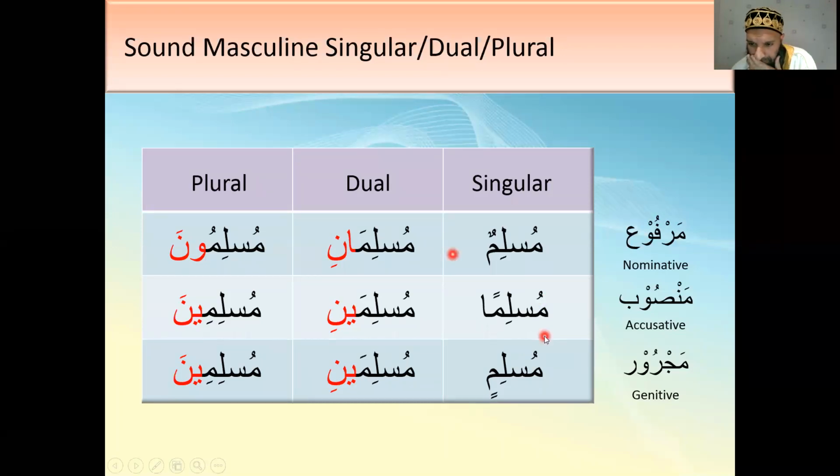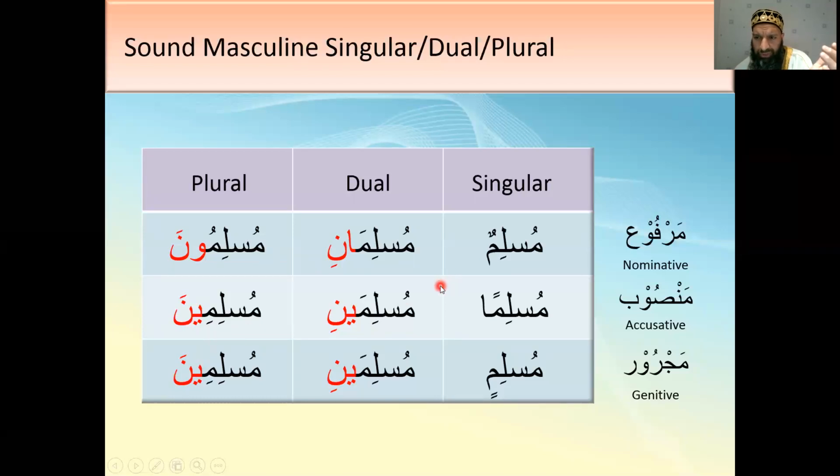Right? So what is the difference between dual and plural? Dual is two. Two Muslims. Muslimani is two Muslims in marfu. Muslimaini is two Muslims in mansub, meaning the case is mansub. So Muslimani and Muslimaini mean two Muslims. Muslimuna and Muslimina means many Muslims. Yeah?